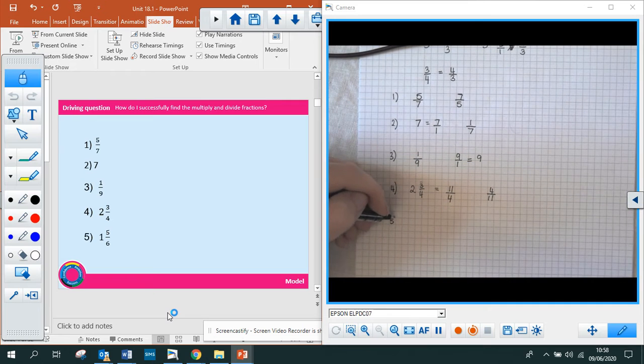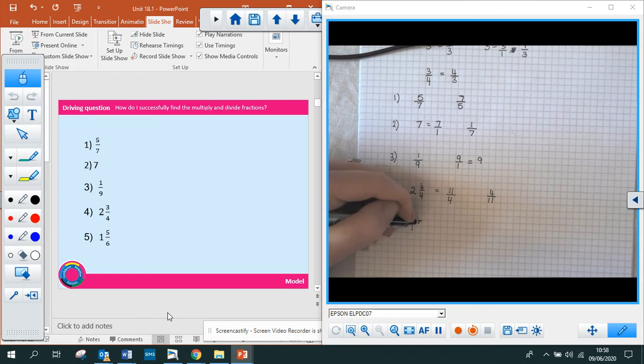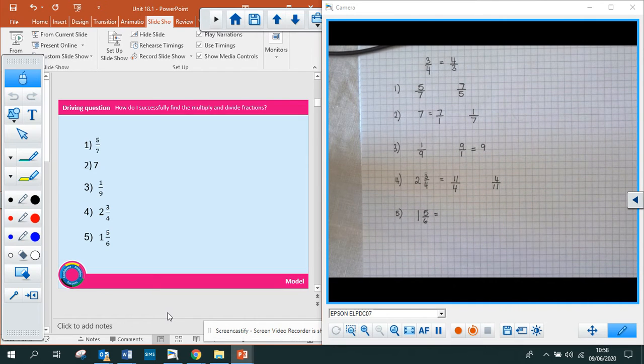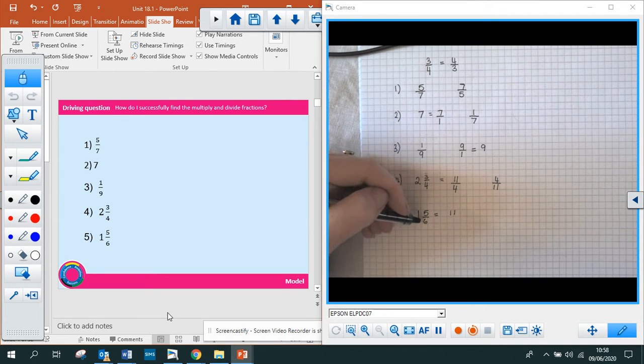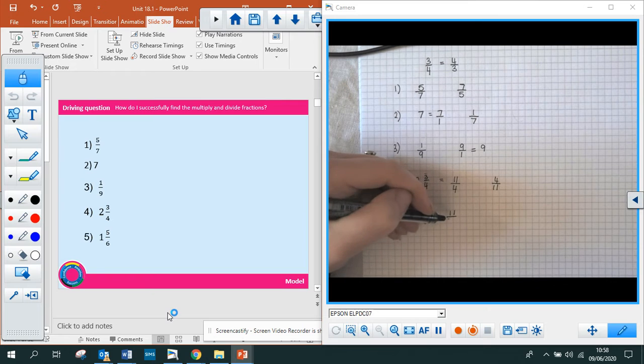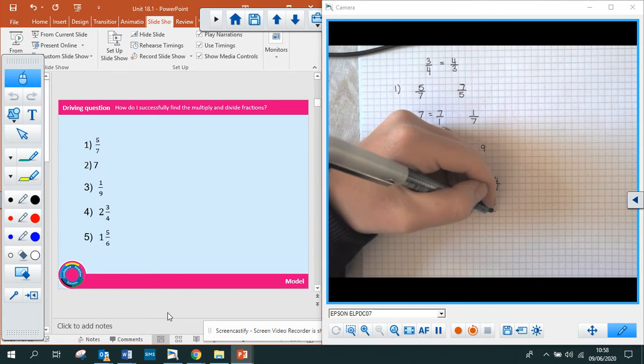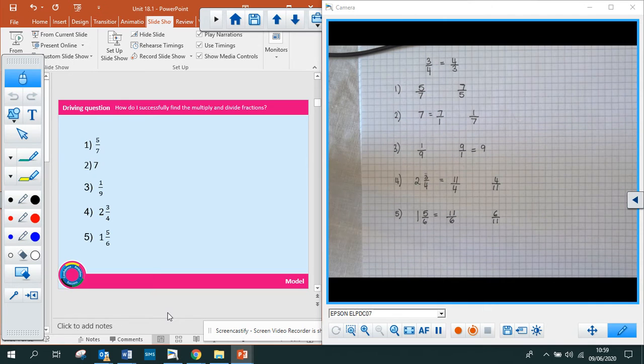Question 5, let's do it again. We've got 1 and 5/6. My first step, I'm going to convert it to an improper fraction. I convert to an improper fraction by multiplying my whole number by my denominator. 1 times 6 is 6, and add that to your numerator, your top number. So 6 add 5 is 11, and my denominator stays the same. So that's equal to 11/6. Now I can find my reciprocal. I just flip it. So my reciprocal is 6/11.